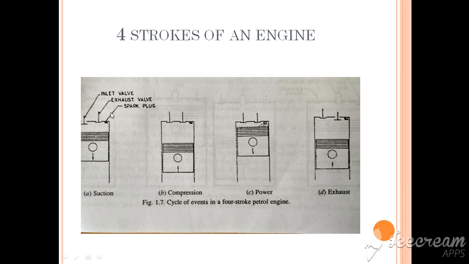So it has got valves here. You can see the inlet valve and the exhaust valve here. So now if the inlet valve is pressed, it means the inlet valve is open and the exhaust valve is closed. Okay. And here we have got a spark plug. Now let us see the first stroke.